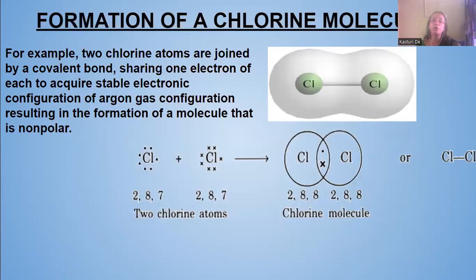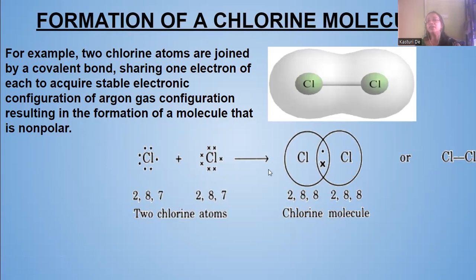Now, next we are coming to the formation of certain molecules. First is the chlorine molecule. See how the chlorine molecule is formed. Chlorine has 7 electrons in its valence shell, the outermost shell. When one atom of chlorine combines with another atom of chlorine, it forms a molecule. From the picture you can see that this chlorine has 7 electrons, and this chlorine also has 7 electrons. So it requires 1 electron to form the octet.